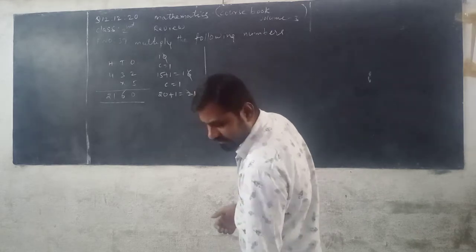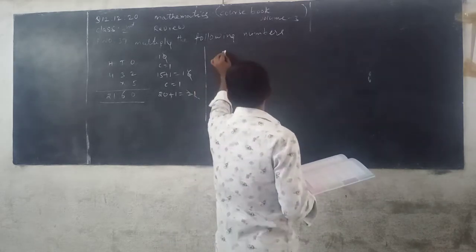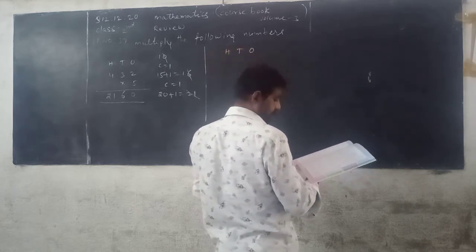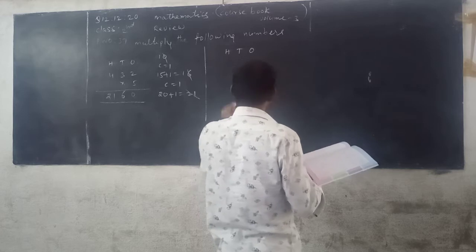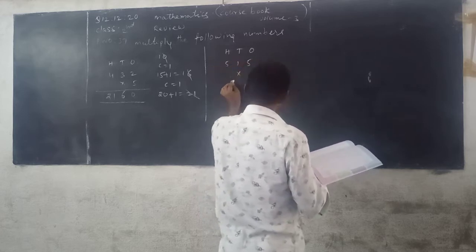Now next, hundreds, tens, ones. 515 into 6.